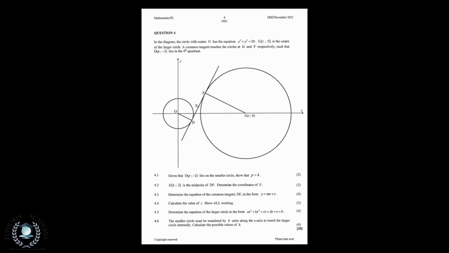So today we're going to be doing the grade 12 mathematics paper 2 which was written in November 2023. Let's get into it. For question 4, we have 4.1 up until 4.6 and the whole question counts 20 marks. So let's get started with 4.1.